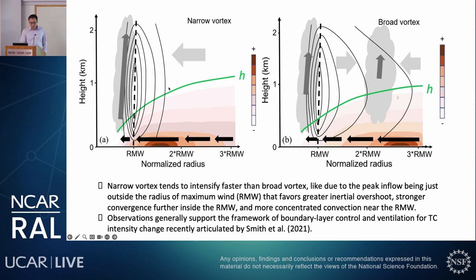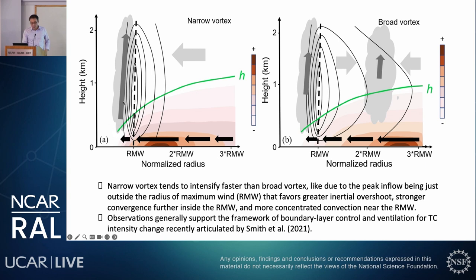This is actually counterintuitive: when we change the vertical diffusivity, we found the intensifying storm has a shallower boundary layer. That's purely due to the face exchange. But in the real world, intensifying storms tend to have a deeper boundary layer.